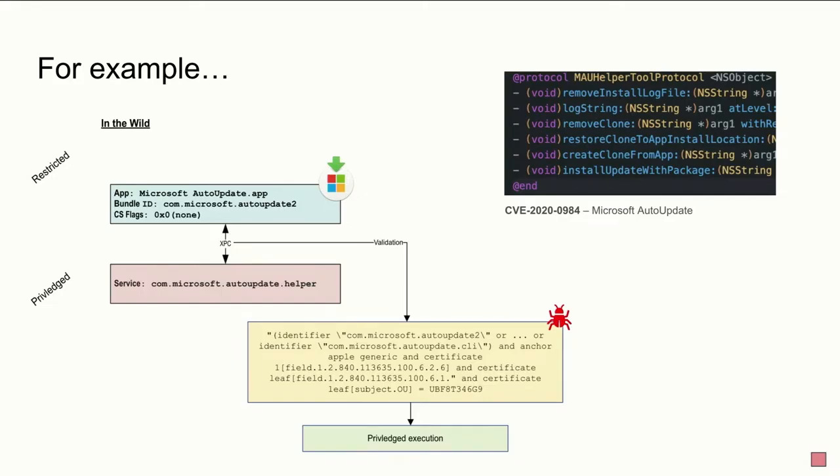Basically, Microsoft did everything right. They validated all the code signing requirements properly, except the version. So I could just grab a macOS auto-update app from the macOS Mojave time, back in, I don't know, 2018, inject my code into it, and then talk to the update service and install my own package.